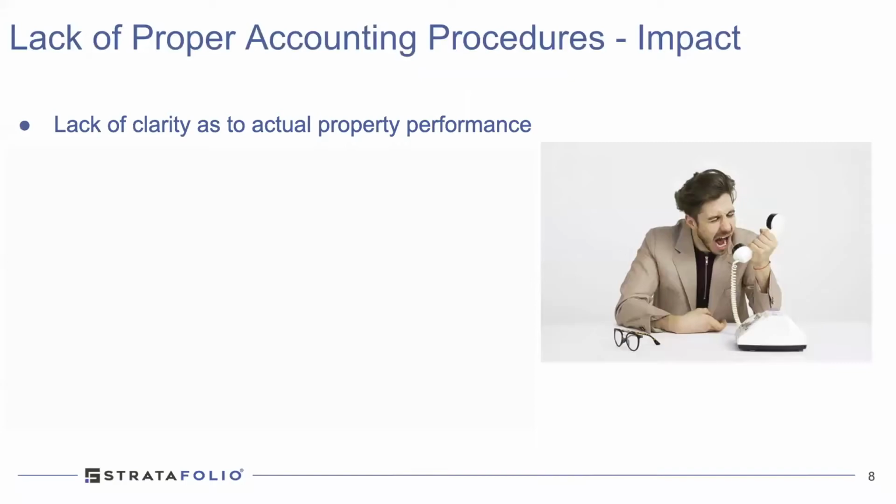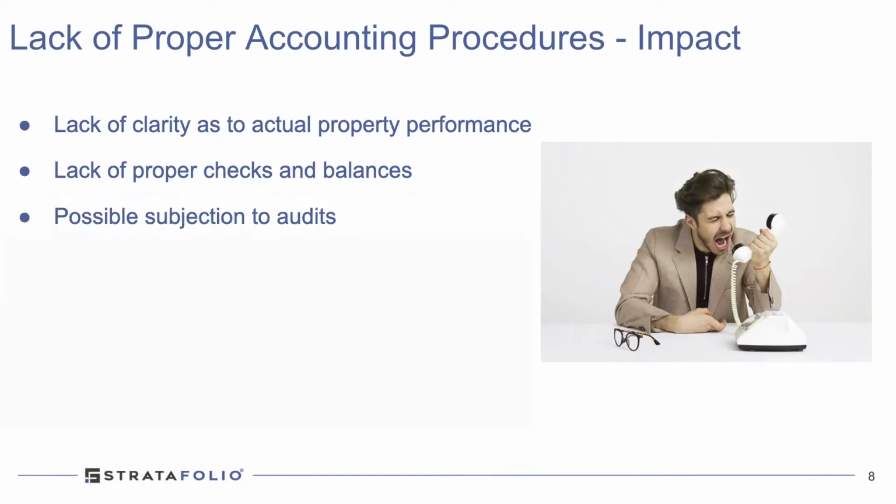So here's a handful of things that can create some problems if you don't have good accounting procedures in place. Obviously the commonly known one would be simply lack of clarity as to how the property is actually performing, lack of proper checks and balances. This kind of ties back into what I mentioned earlier about having an approval process. Possible subjection to audits. This can get really tricky, especially since there's a number of different types of audits that can happen. One might be an IRS audit, certainly not people you want to mess with. The other one, sometimes, depending on the financing structure, certain banks will require an annual financial audit. So just truly an audit of your financial statements on a yearly basis.